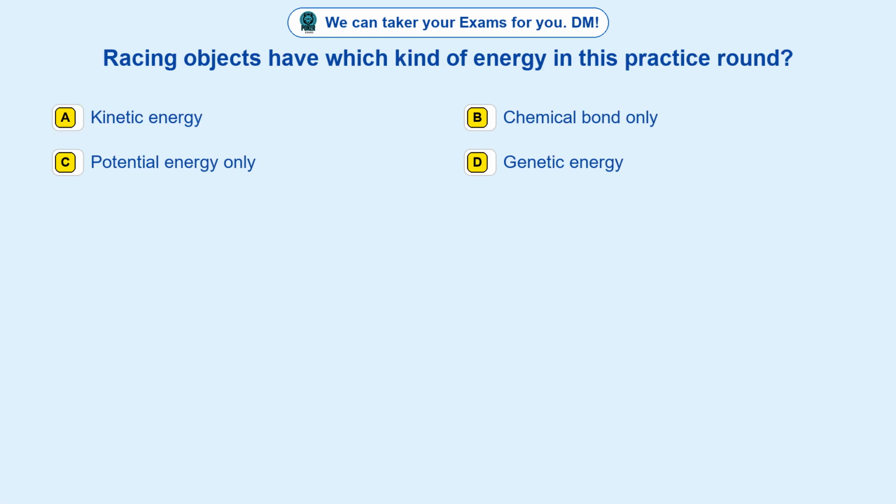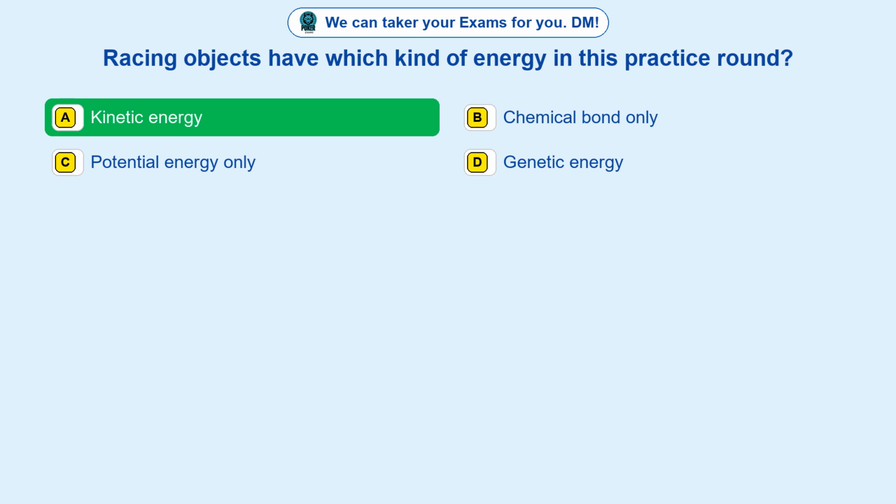Question 60. Racing objects have which kind of energy in this practice round? Option A, kinetic energy. Option B, chemical bond only. Option C, potential energy only. Option D, genetic energy. The correct answer is option A.